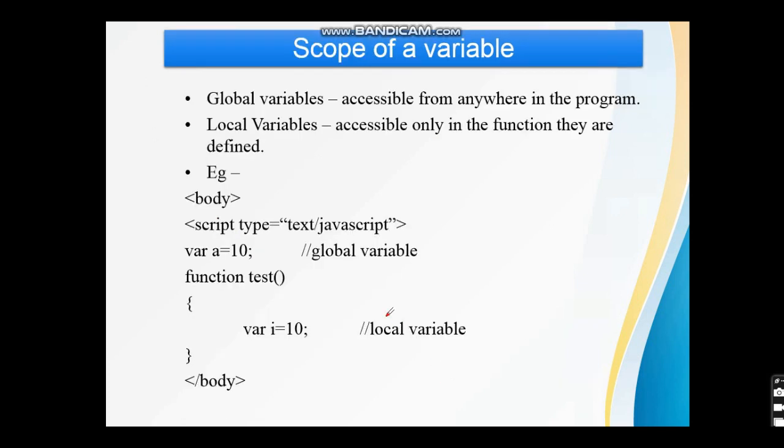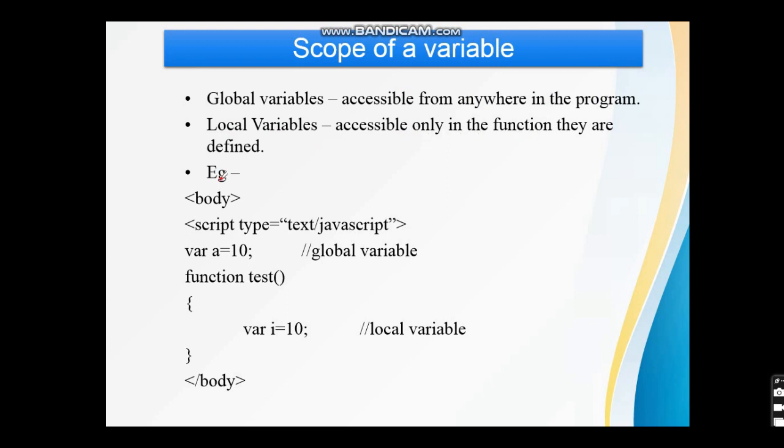Scope of a variable. We can say the scope of the variables are of two forms. One is global and another one is local. Global variables are accessible from anywhere in the program. Local variables are accessible only in the function they are defined.